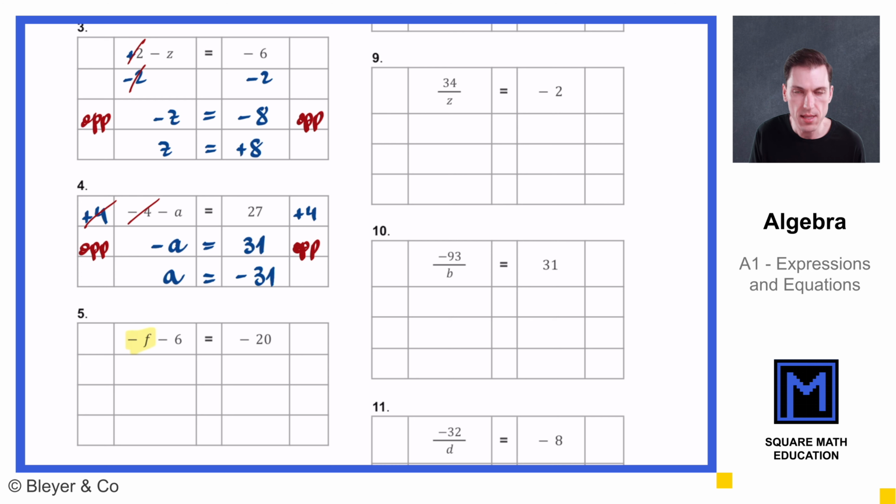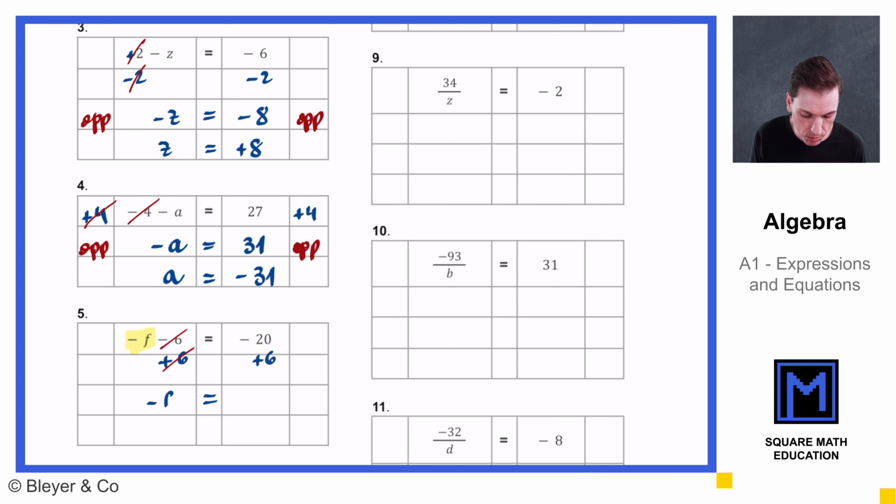Moving on, negative f minus 6 is equal to negative 20. The opposite of subtracting 6 is adding 6. Let's add 6 in both sides of my equation. Negative 6 and positive 6 cancel out. They become 0. Nothing's left.